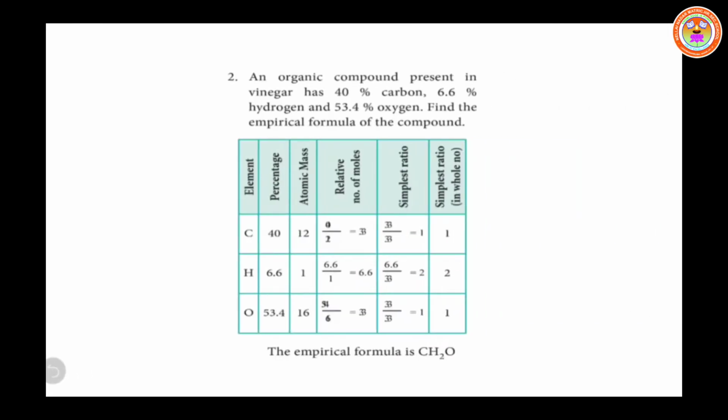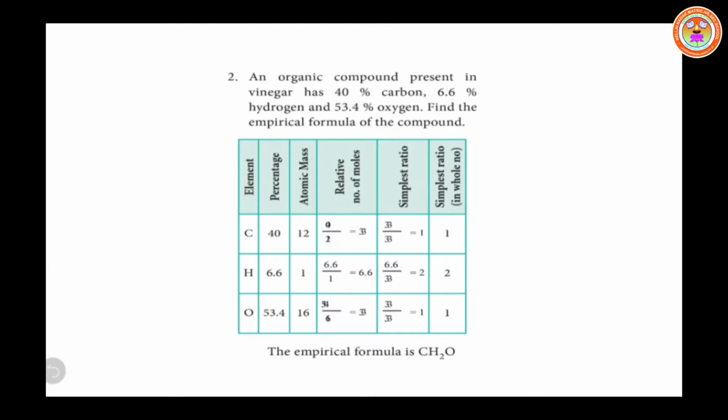Then next we are going to see the second example sum. An organic compound present in vinegar has 40% carbon, 6.6% hydrogen and 53.4% oxygen. Find the empirical formula of the compound. To calculate the empirical formula, we should prepare a table, isn't it? Then the table should be divided into 6 columns.